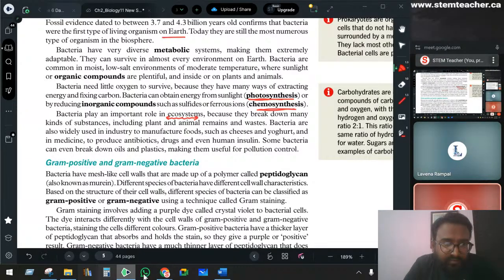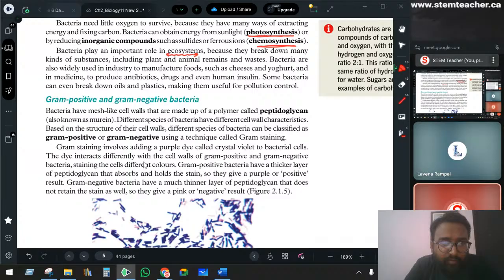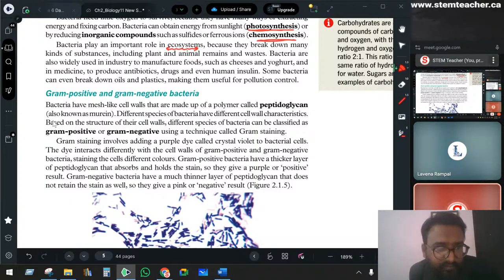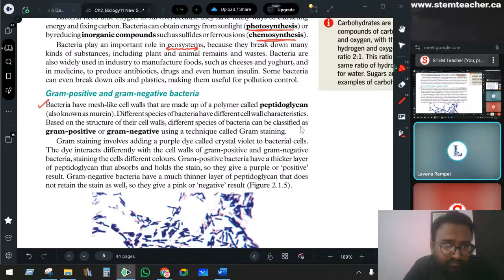So next, gram-positive and gram-negative bacteria. Can you read this? Bacteria have mesh-like cell walls that are made up of a polymer called peptidoglycan, also known as murein. Different species of bacteria have different cell wall characteristics based on the structure of their cell walls. Different species of bacteria can be classified as gram-positive or gram-negative using a technique called gram staining.